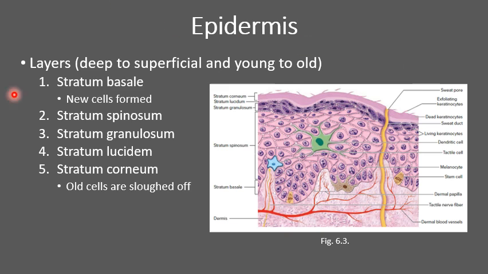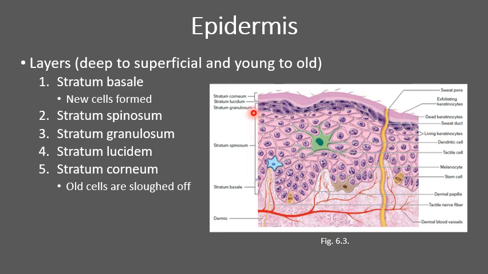There are several layers to your epidermis. These are discussed from deep to superficial, which is also from young to old. So we're working from within the body towards the surface of the skin. The first layer is your stratum basale over here. That's going to be your base layer, and this is where all the new skin cells are formed.